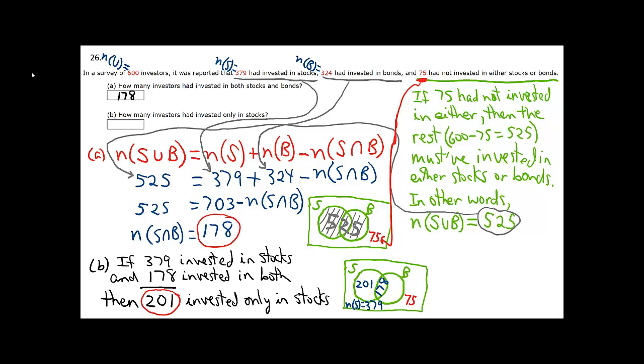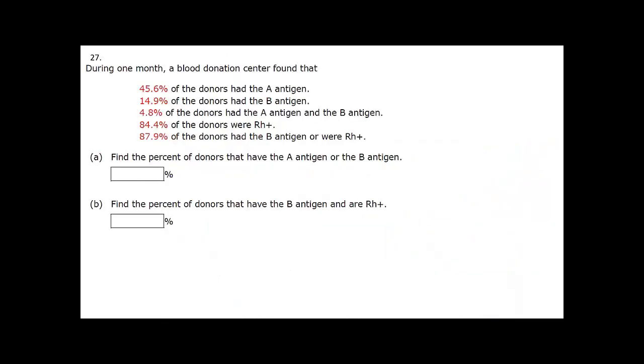It's 201. Number 27. During 1 month, the Blood Donation Center found that 45.6% of the donors had the A antigen, 14.9% of the donors had the B antigen, 4.8% of the donors had the A and the B antigen, 84.4% of the donors were Rh positive, 87.9% of the donors had the B antigen or were Rh positive.